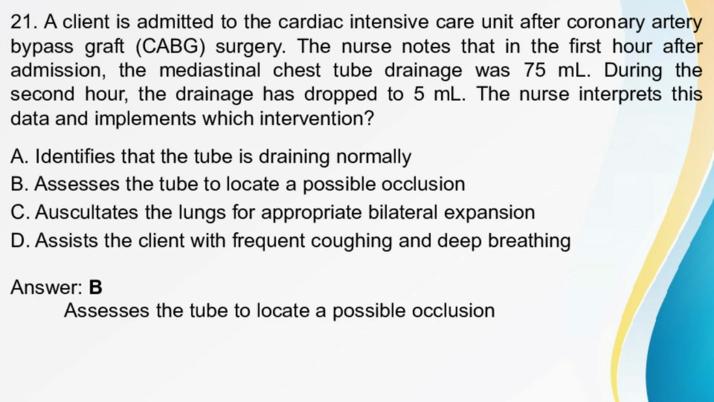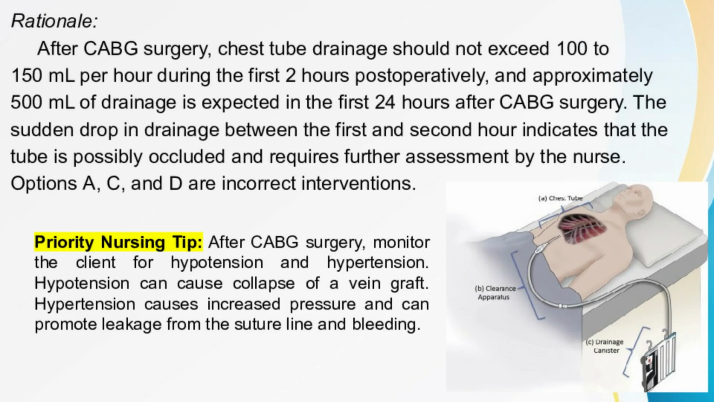Answer: letter B. Assesses the tube to locate a possible occlusion. After CABG surgery, chest tube drainage should not exceed 100 to 150 milliliters per hour during the first 2 hours postoperatively, and approximately 500 milliliters of drainage is expected in the first 24 hours. The sudden drop in drainage between the first and second hour indicates that the tube is possibly occluded and requires further assessment by the nurse. Options A, C, and D are incorrect interventions. Priority nursing tip: after CABG surgery, monitor the client for hypotension and hypertension. Hypotension can cause collapse of a vein graft. Hypertension causes increased pressure and can promote leakage from the suture line and bleeding.